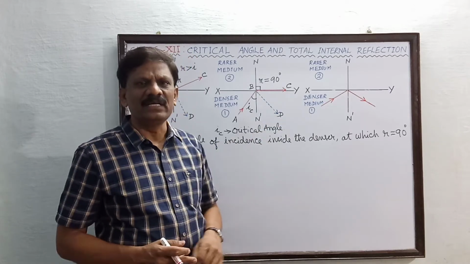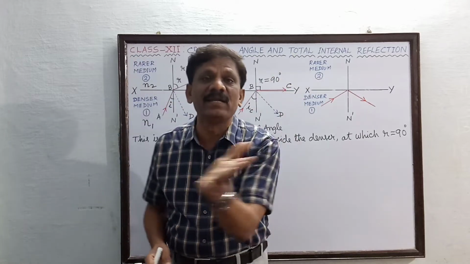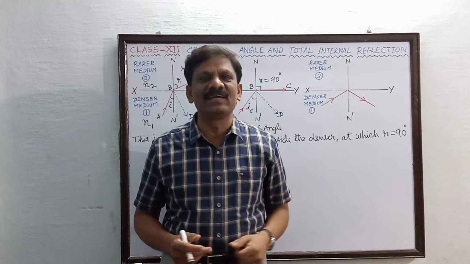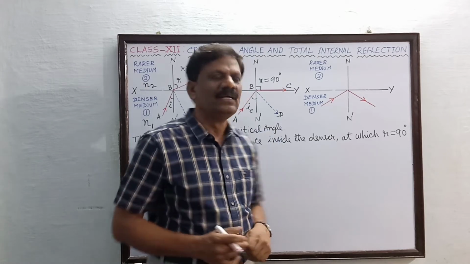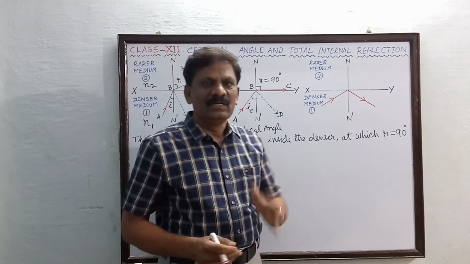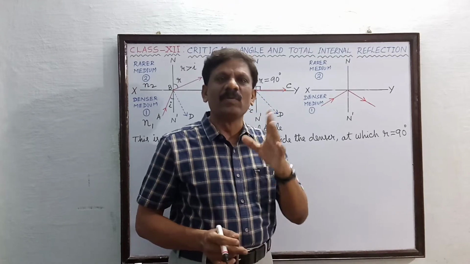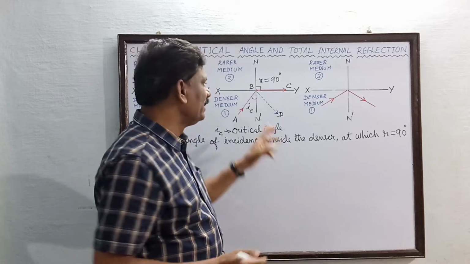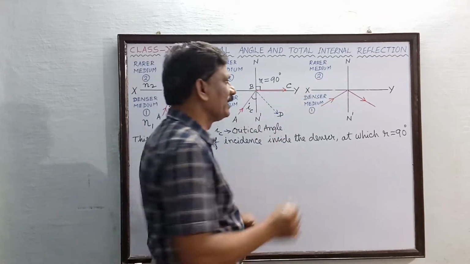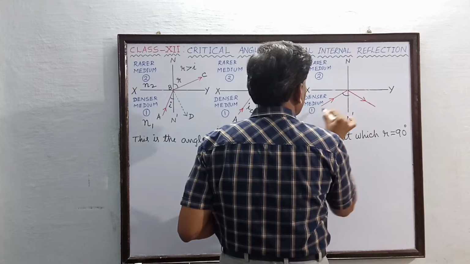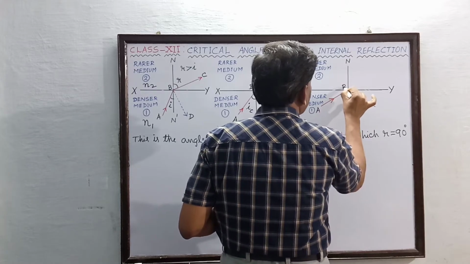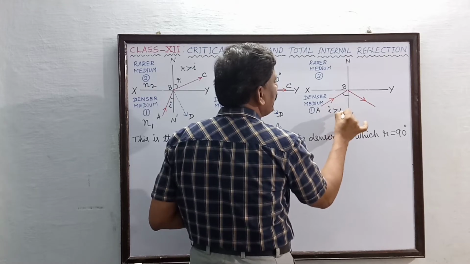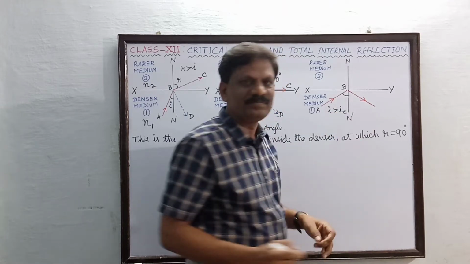But in the third picture, I am going to increase the angle of incidence beyond the critical angle, greater than the critical angle. Understand? In the second picture, I have taken the angle of incidence equal to the critical angle. Now what is going to happen if I increase the angle of incidence greater than the critical angle? That is shown in the third picture. So AB is the incident ray and here the angle of incidence is greater than the critical angle.